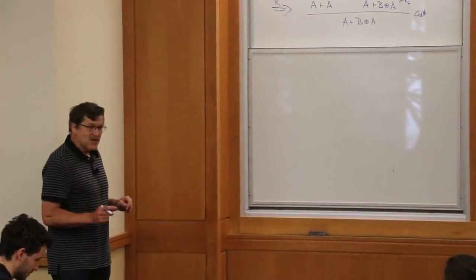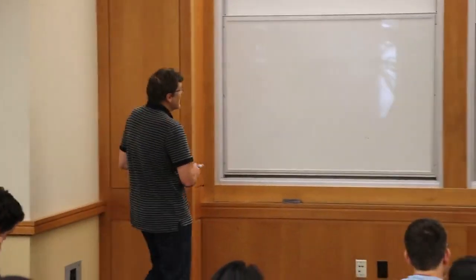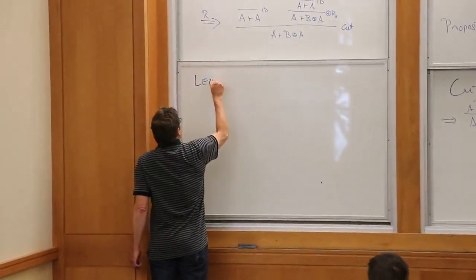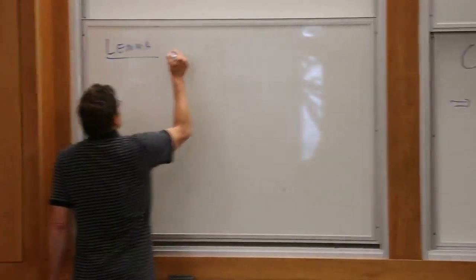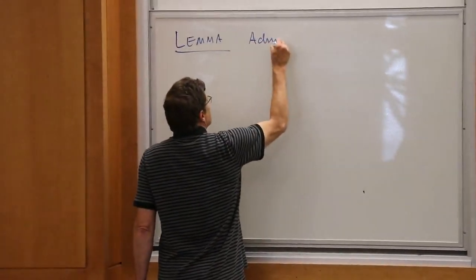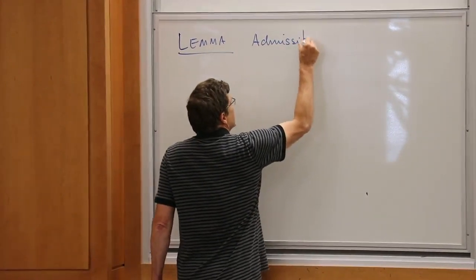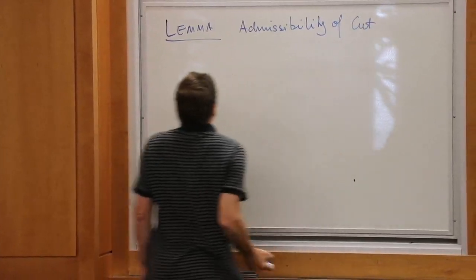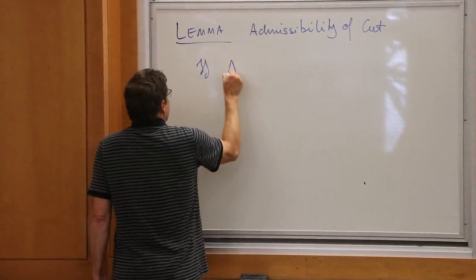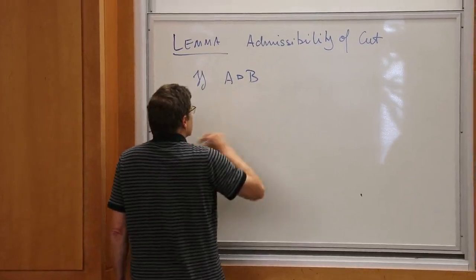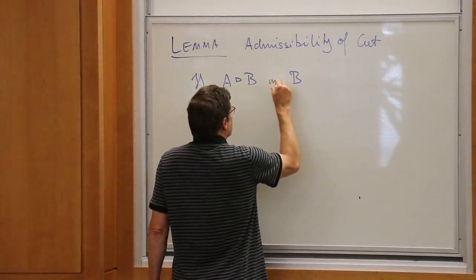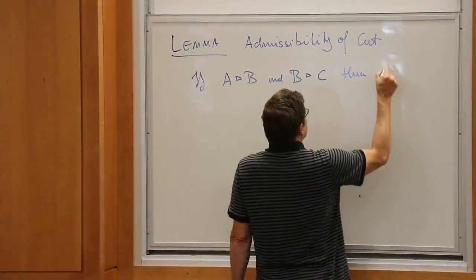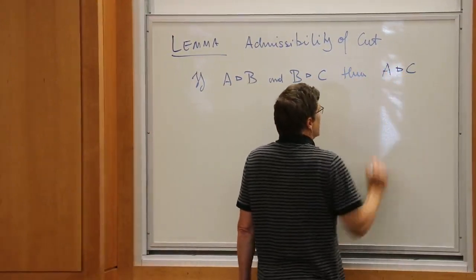Okay, so we go forward. But now what do we do? So we have a lemma, and that's called admissibility of cut. Admissibility of cut: if A entails B without cut, and B entails C without cut, then A entails C without cut.